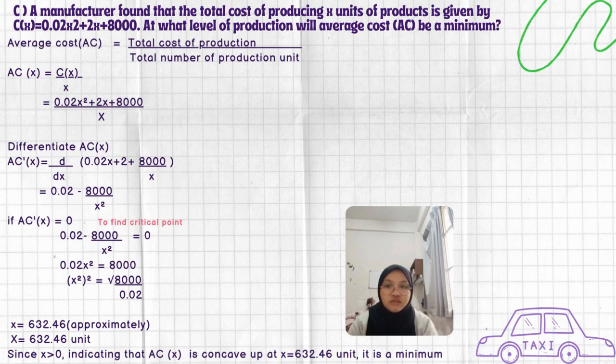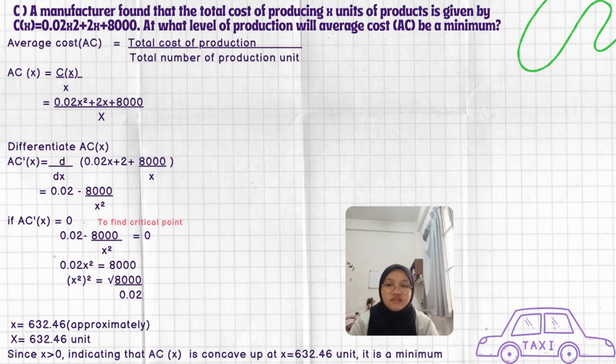First is substitute the total cost, which is C(x) equal to 0.02x² + 2x + 8,000. It will be 0.02x² + 2x + 8,000. And next is simplify: AC(x) equals 0.02x + 2 + 8,000/x.